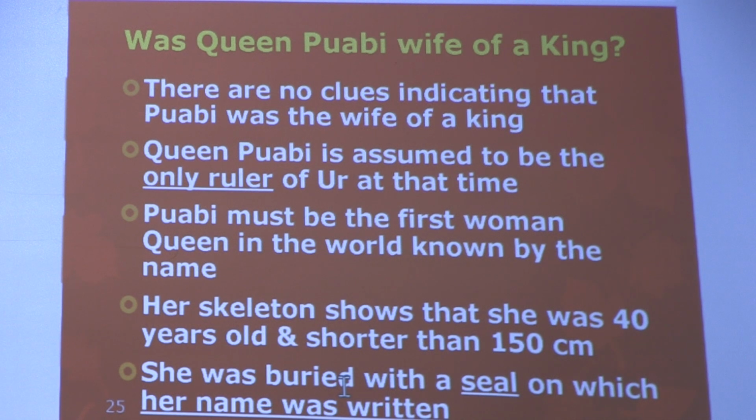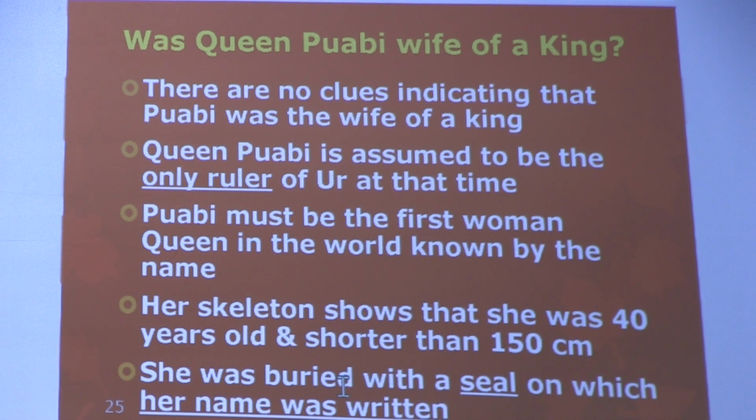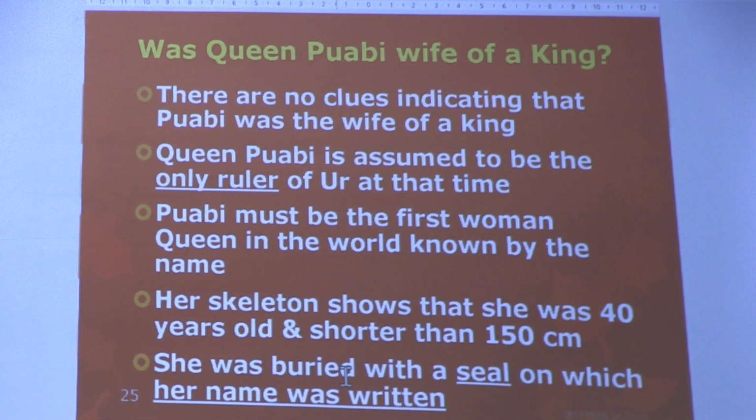Now, as I mentioned before, there is no evidence that she had a king husband. There is no mention of a king husband. In her seal, it says Queen Puabi. So it is definite that she was the only ruler of the state of Ur. She was the real queen. Of course, the wife of the king is also called queen, but she has no authority. But she's queen all alone. She was the only ruler.